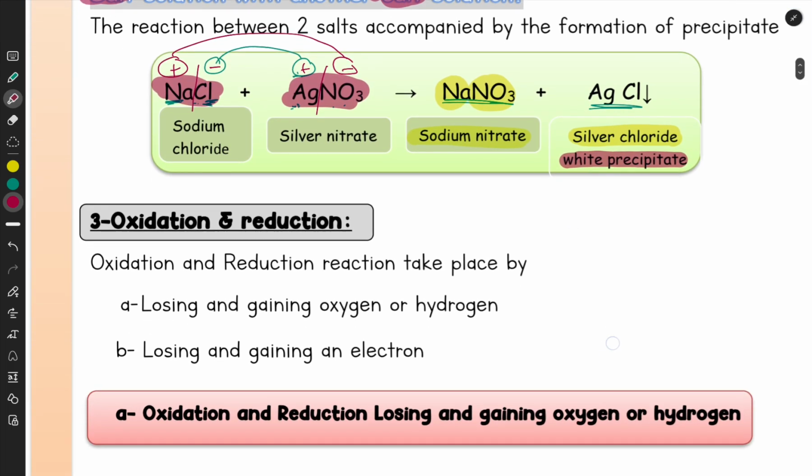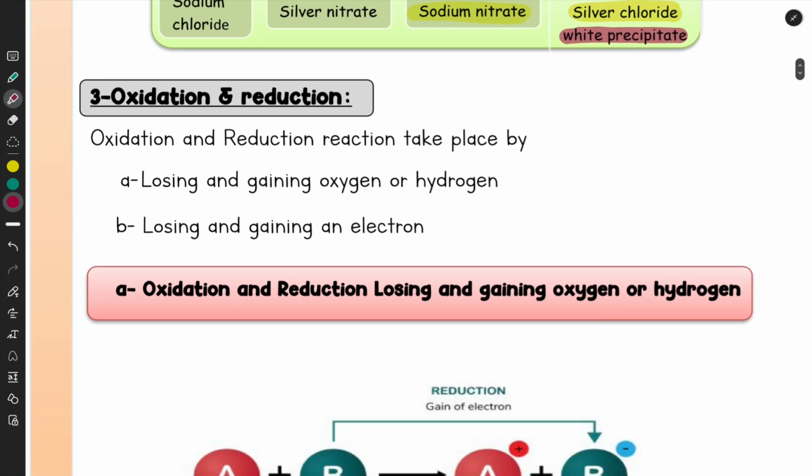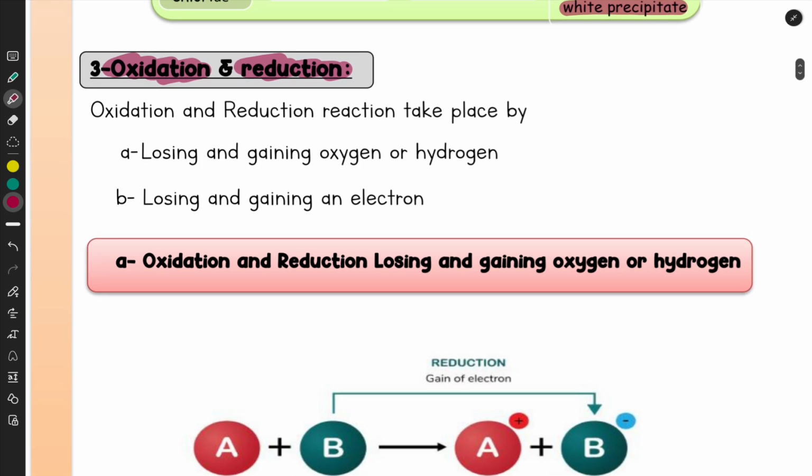So these are the three types of substitution reactions we have. Number 3, oxidation and reduction. What is the difference between them? The difference between them is very easy. Let's take some examples of it and we will see.